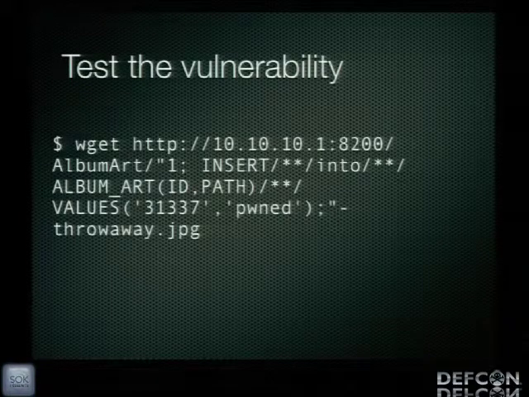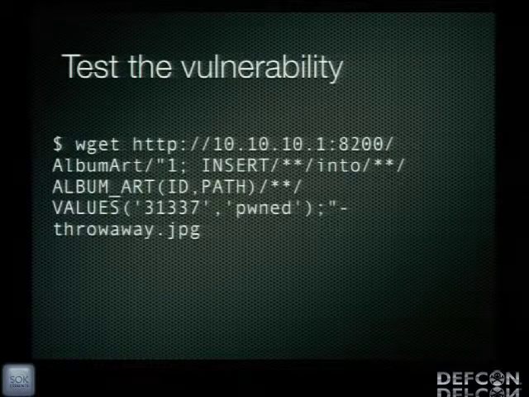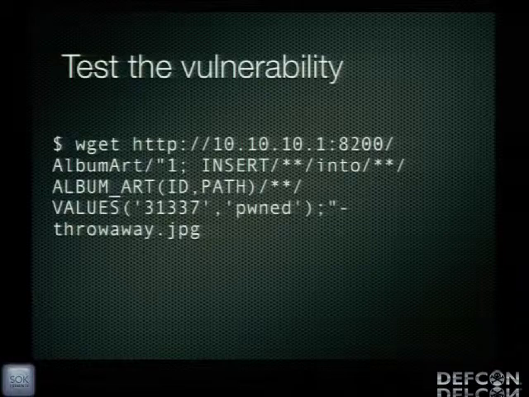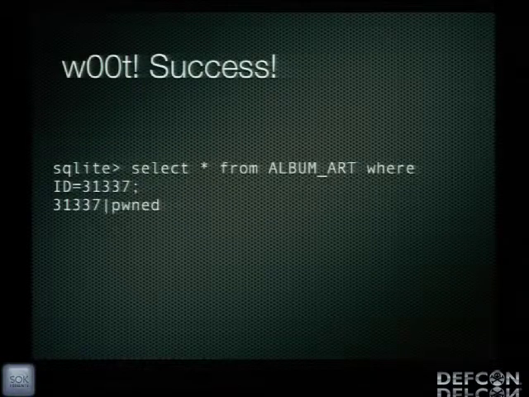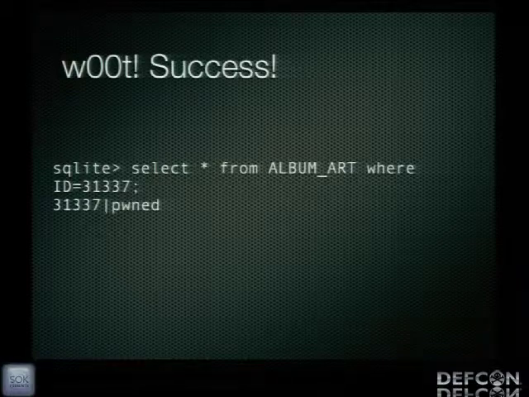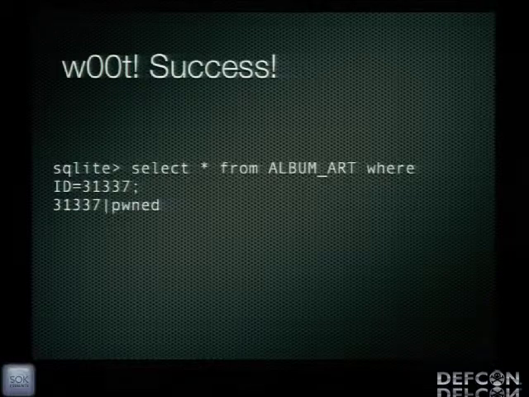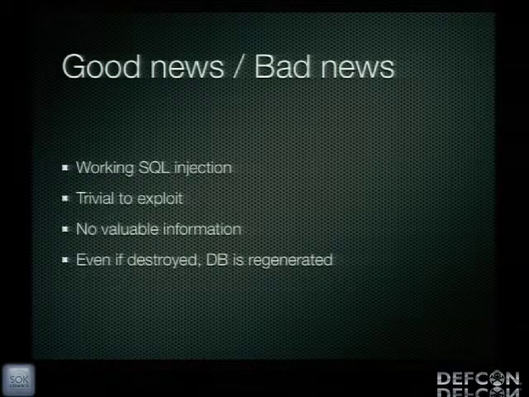So to test this vulnerability to see if we have a working SQL injection, it's just a matter of using wget and giving that same URL to the wget command. And after the album art ID, we just put in our injected SQL query. Here we're going to attempt to create a record in the database that has just a bogus value. And then get the database off the device from the USB disk and see if our record got in there. And sure enough, there's our record with ID of 31337, made it into the database. So we have a working SQL injection.